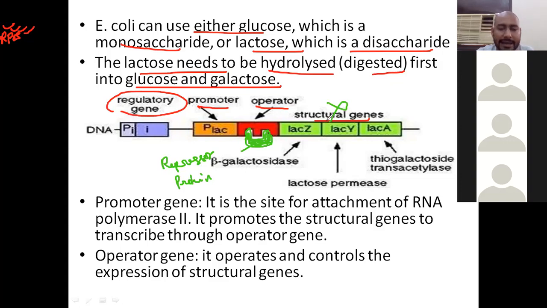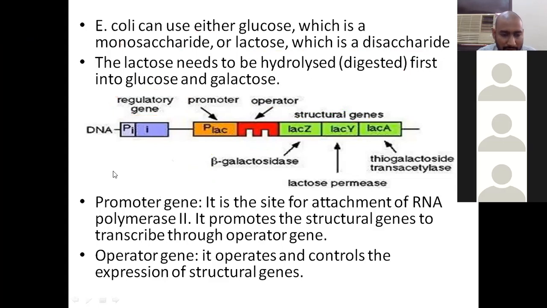Structural genes cannot act because the operator is occupied by the repressor protein. That's why we say it is a negative operon. The lac operon is negative and inducible. When the structural genes are not synthesized, it will never consume the lactose molecules.